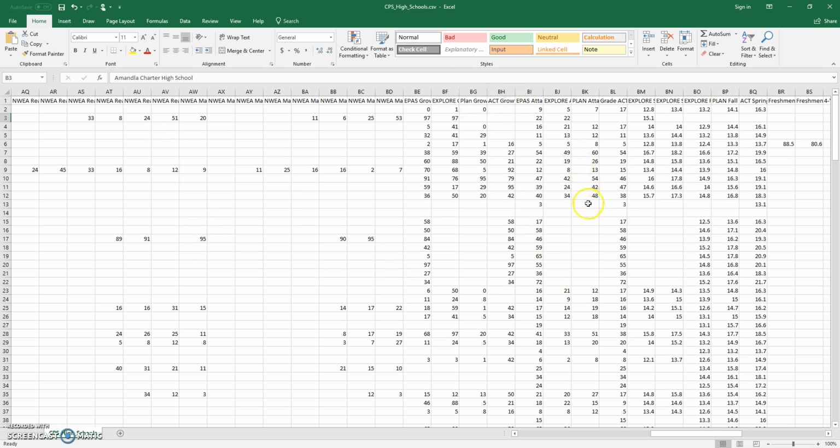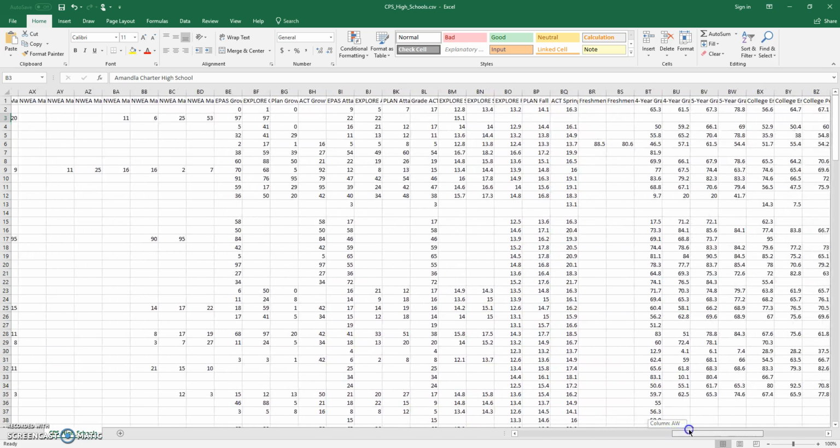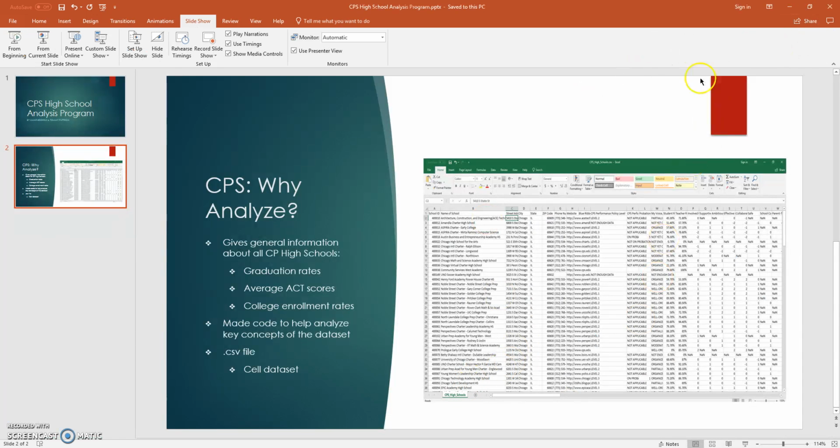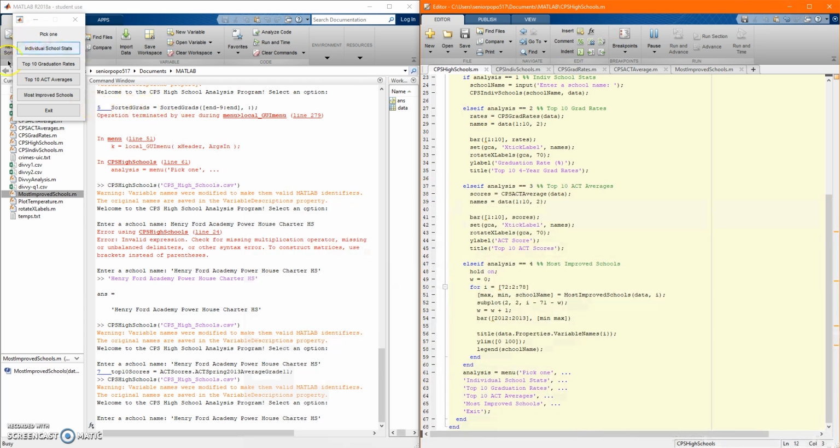It also goes into some numerical data, which is useful in just showing objective success of the school in general, like graduation rates and ACT rates. Those are also the main things we really looked at. They just provide an overall analysis of success of the school. Now we'll be moving on to our code.